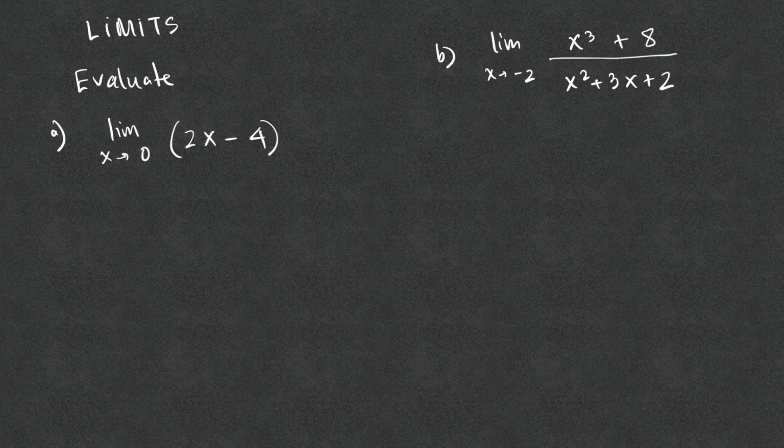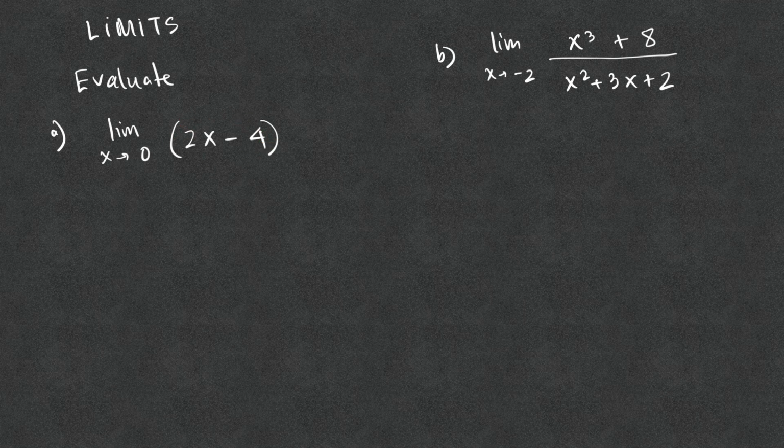Evaluate each of the limits. A. The limit as x goes to 0 of 2x minus 4. The expression 2x minus 4 is already in closed form, and the function f of x equal to 2x minus 4 is continuous everywhere. It is a linear function.